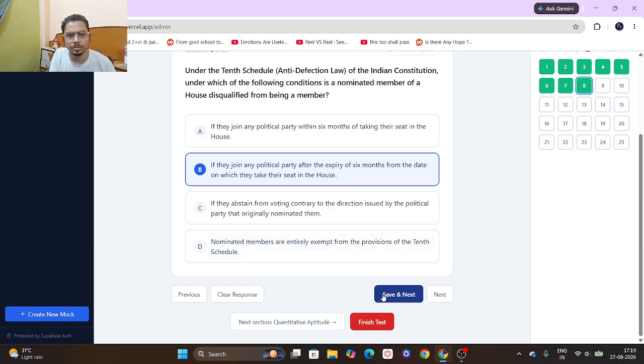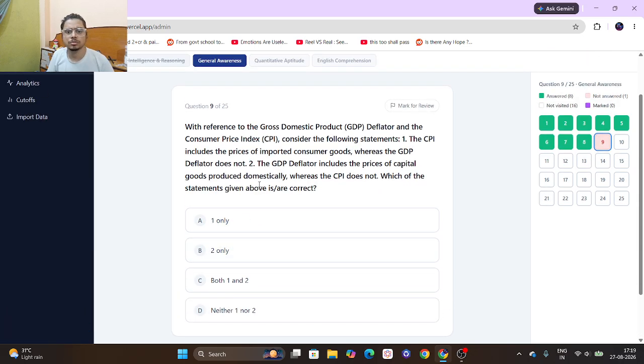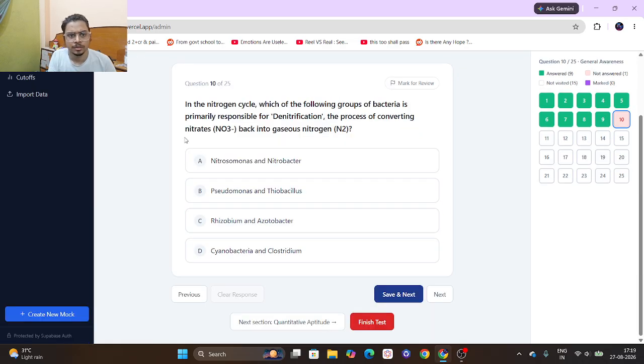Next. With reference to the gross domestic product (GDP) deflator and the consumer price index, consider the following statements. The CPI includes the prices of imported consumer goods, whereas the GDP deflator does not. The GDP deflator includes the prices of the capital goods produced domestically, whereas CPI does not. I think so, it seems so. Both are correct. Not sure.